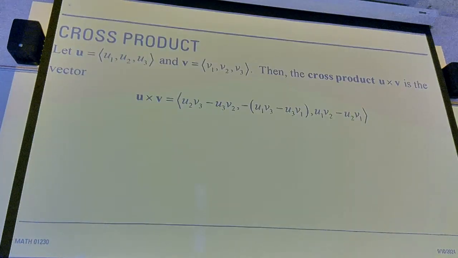You can also find cross products using determinants. You set up a 3x3 matrix. First row is your standard unit vectors, I, J, K. Second row is your first vector. Third row is your second vector. You take the determinant of that 3x3. Specifically, you expand along the first row. Cofactor expansion along row 1.